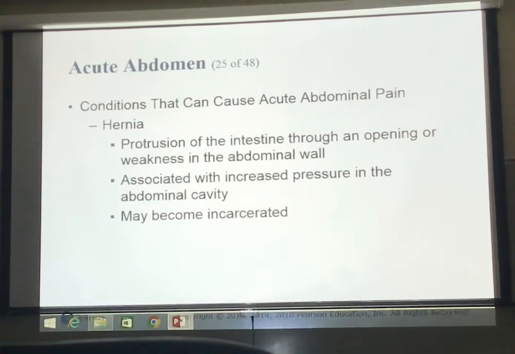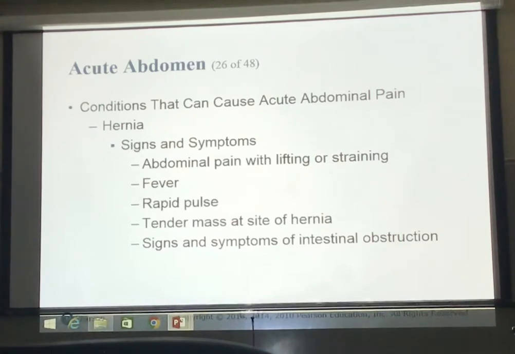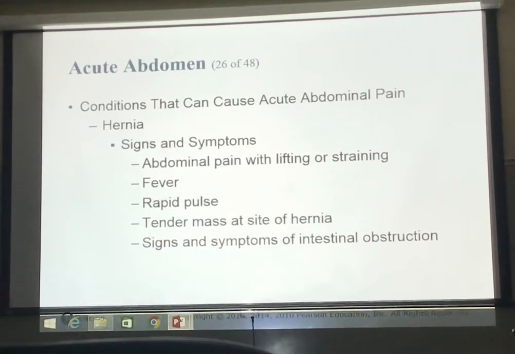Alright, what happens when we don't get any blood flow? It dies, alright? If it gets too bad, they'll have to go in and resect part of the intestines or the bowel. In some cases, hernias can become incarcerated or strangulated. Alright, produces an obstruction. They'll have abdominal pain with lifting or straining. A lot of times you can feel these hernias. Rapid pulse, tender mass at the site of the hernia.